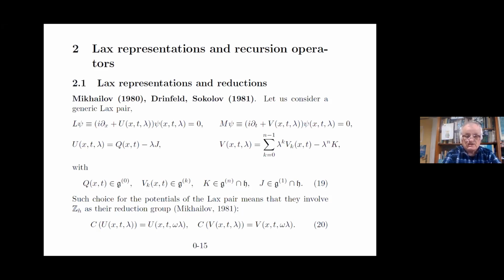So this construction satisfies identically the definition of Mikhailov reduction group. So we have done a reduction which has this formulation, acting with the Coxeter automorphism on U and also on V, will transfer the corresponding potential of the Lax operators into the potential where lambda is exchanged by omega lambda. And omega is a root of the h-th degree of unity.